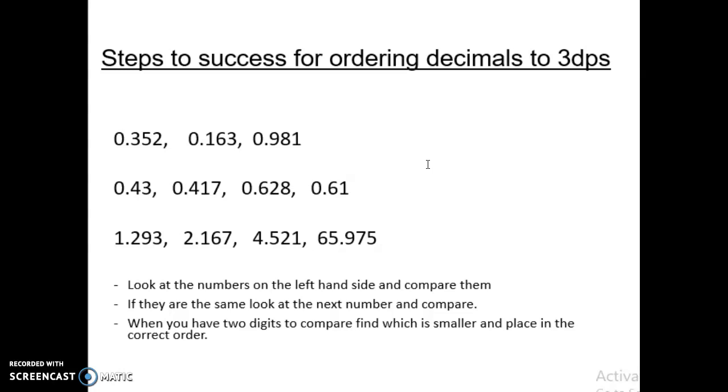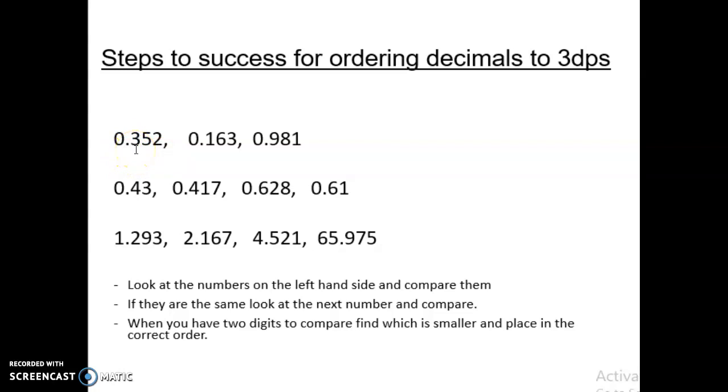Now, I'm sure we've looked at this before. We always start from the left-hand side. If you look at this top one here, you've got 3 decimal numbers. Look on the left-hand side and compare the numbers. This just happens to be the ones column. We've got a 0, a 0, and a 0. All of these are exactly the same, so that's no use to us. So we have to move 1 column over to the left.